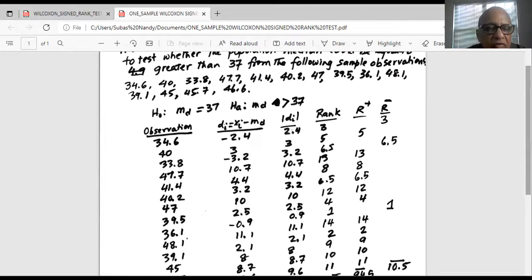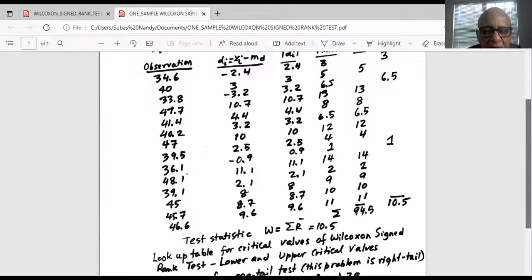It is Xi, meaning each individual observation minus the hypothesized median of 37. So for example, for the first observation point, 34.6 minus 37 is minus 2.4. And I do it for all the 14 samples, okay?